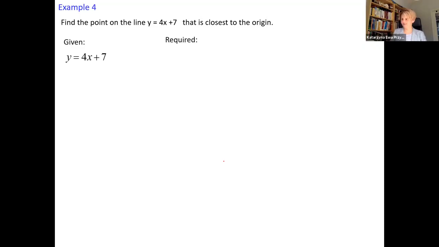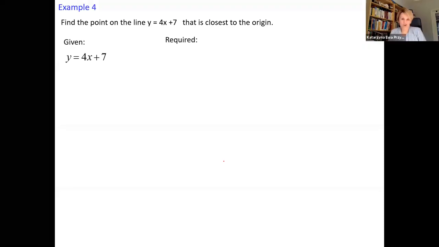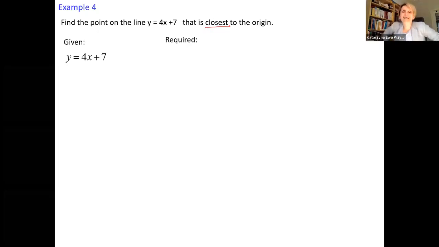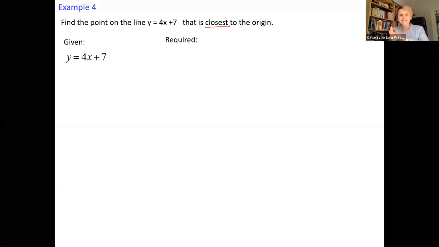Okay, we can see quite a short instruction and information. The only given information is the equation of the line, y equals 4x plus 7. Slope is 4, y-intercept is 7. And what we have to find out is the point on the line that is closest to the origin. Now we have to translate this. Closest means that the distance is minimum.